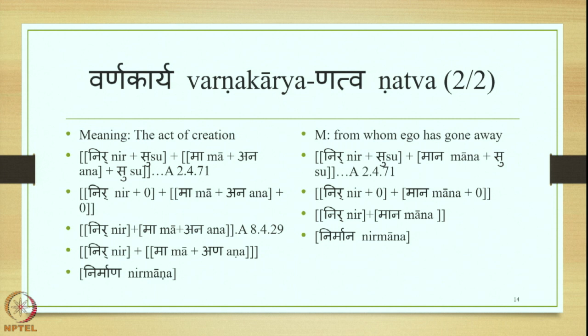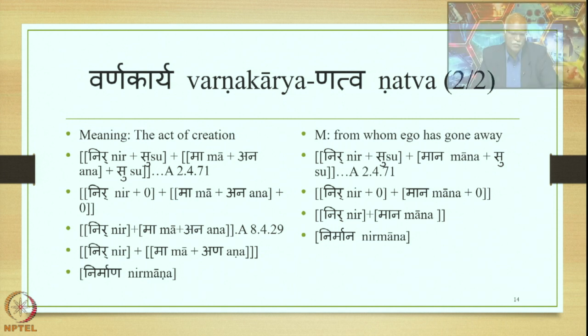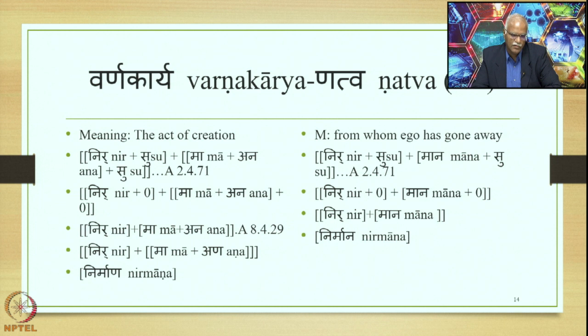For example, here we have two word forms. The first one means the act of creation, and here we have nir plus su plus ma plus ana, and then we have su added to it. So ma plus ana is the kridanta pratipadika, and su is added to it. And then, of course, in the compound process, we delete the sups. So we have nir plus zero plus ma plus ana plus zero. So this attains the status of a compound, and therefore these sups are deleted. So we have nir plus ma plus ana.